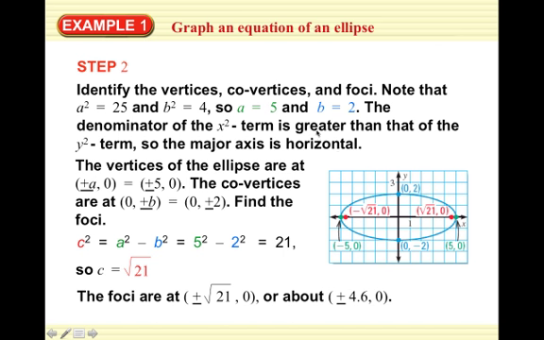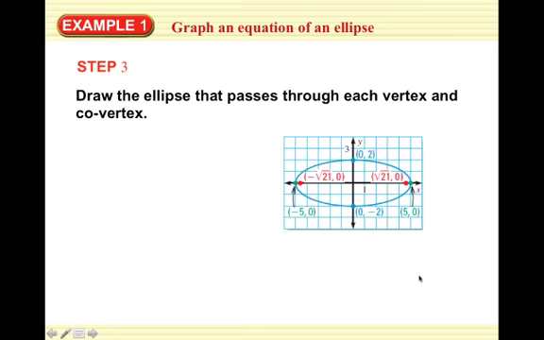So let's check. We said that each vertex is always 5 units away from the center. A is 5. Here's a vertex, it's 5 units away. Here's a vertex, it's 5 units away. Co-vertices are supposed to be b units away. Yep, they're both 2 units away. Foci should be c units away, and they are, so we should be good to go. All right.